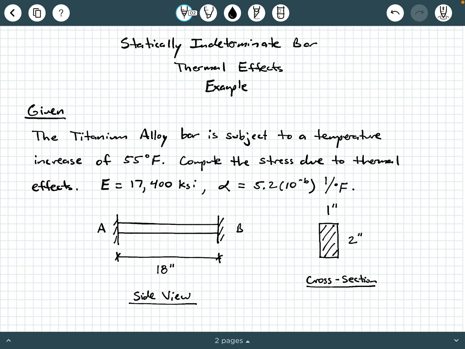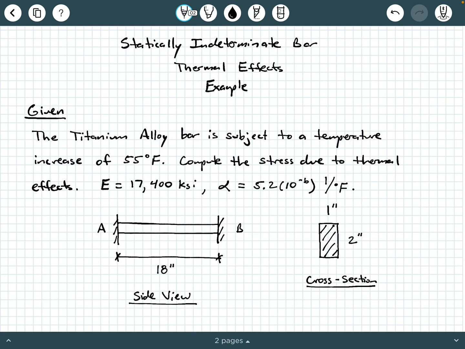Hey everybody, Dr. A here, and in this example, we are going to be exploring a statically indeterminate bar that is subject to thermal effects. So just like all of our other videos, you want to write everything down. Remember, this is not a spectator sport. You need to write this down and take notes so you fully understand what's going on.